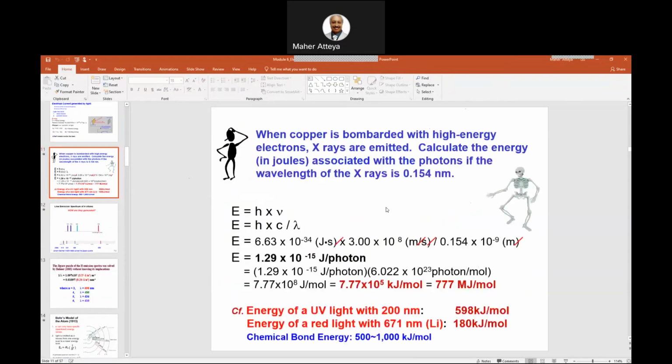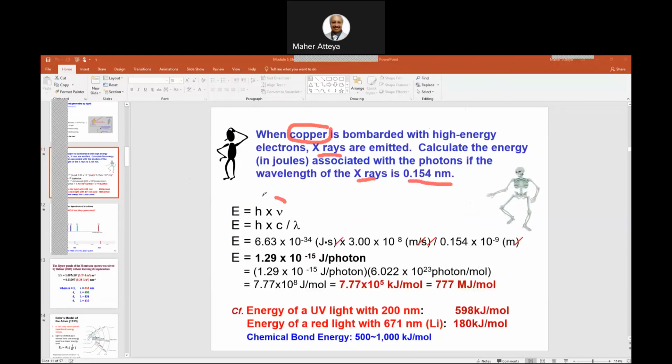Here is just to show you how to calculate. We have copper as a metal, and this copper is bombarded with high energy electrons, and then it's emitting X-ray. Calculate the energy in joules associated with this photon, if the wavelength of the X-ray is given.